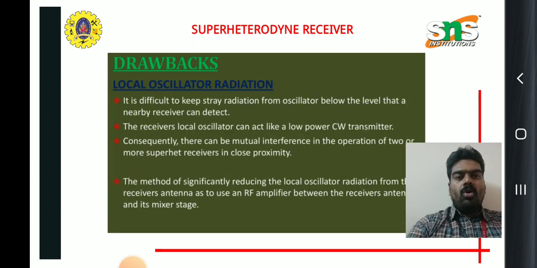When it comes to the drawbacks, it is very difficult to keep stray radiation from the oscillator below the level that a nearby receiver can detect. The local oscillator can act like a low power CW transmitter, and consequently there can be mutual interference in the operation of two or more superheterodyne receivers in close proximity. The method of significantly reducing the local oscillator radiation from the receiver antenna is to use an RF amplifier between the receiver antenna and its mixer stage. So these are all the drawbacks.